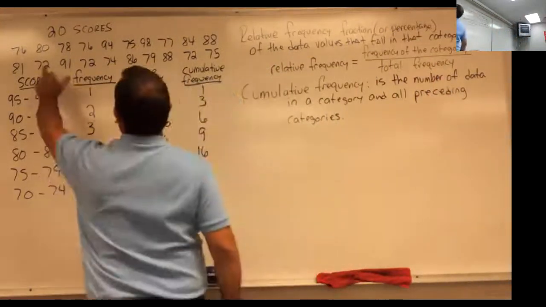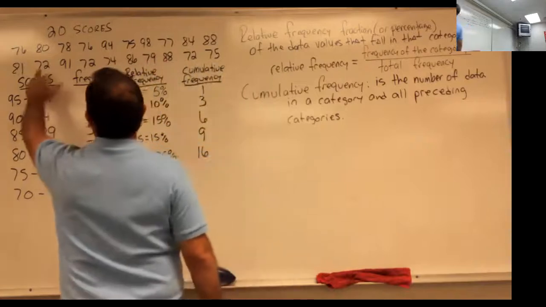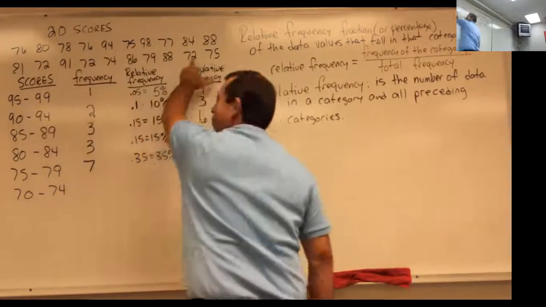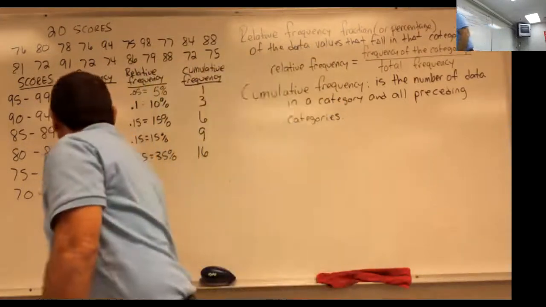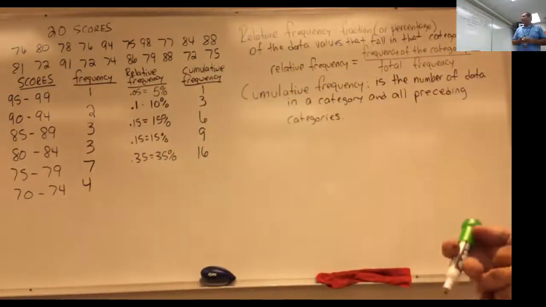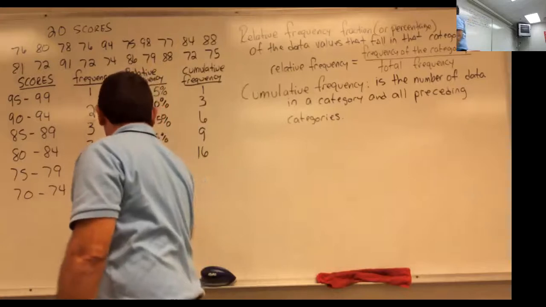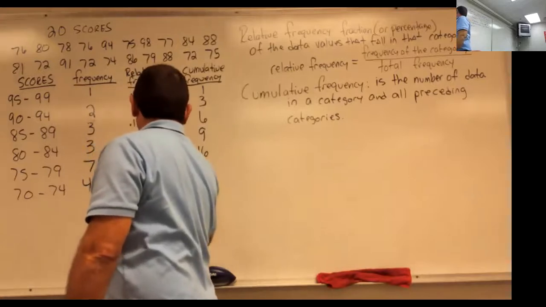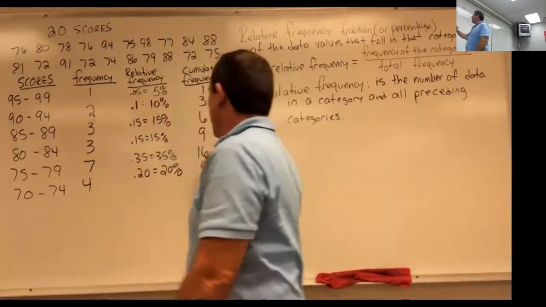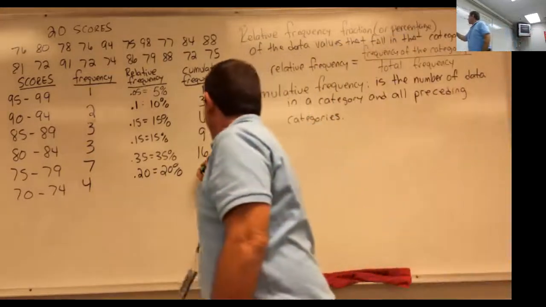And here we go. What must be down here? 1, 2, 3, 4. It's all on the second row, right? So 4 divided by 20. That's a 0.20, 20%. And the cumulative is 20.